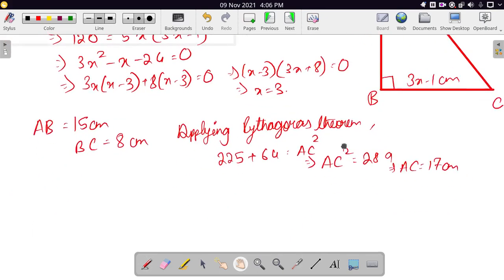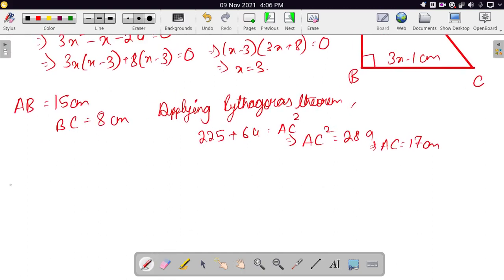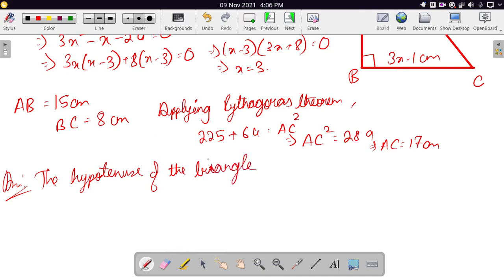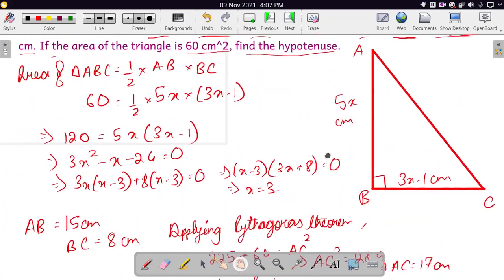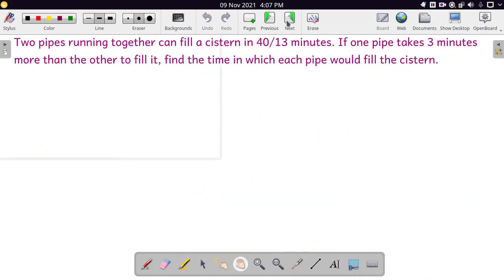Now comes the answer line. So our sum is done. The hypotenuse of the triangle is 17 centimeter. Okay, this sum is done. It was quite an easy sum. Now let us move on to the next sum.